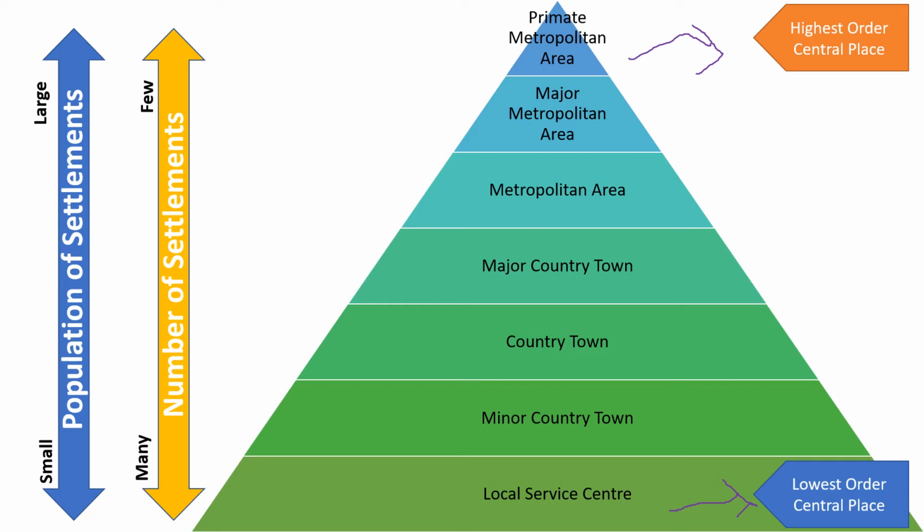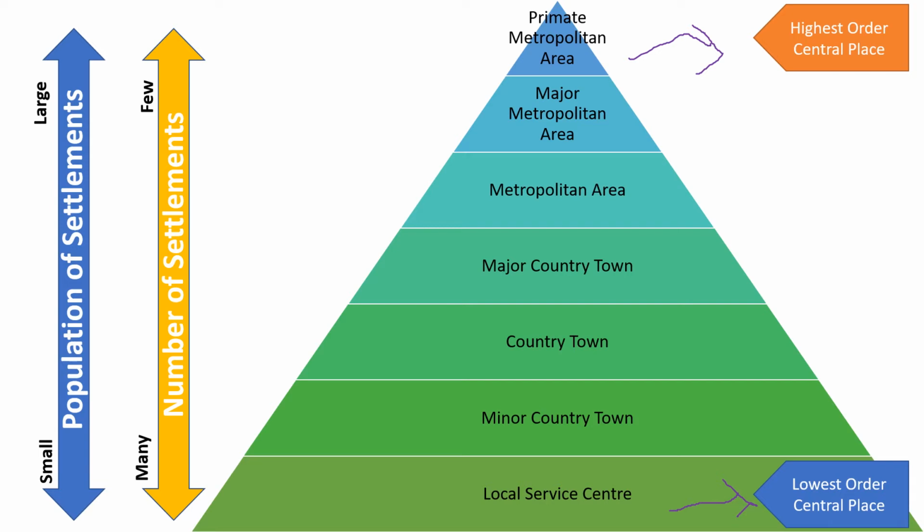Whereas the primate metropolitan area, say for example Gauteng, or the Witwatersrand, as a conurbation almost, or the conurbation of the Witwatersrand. There's only one of those in South Africa. So the small tip of the pyramid demonstrates that there are really few of those big metropolitan areas. They are very small. There are very low numbers of those.